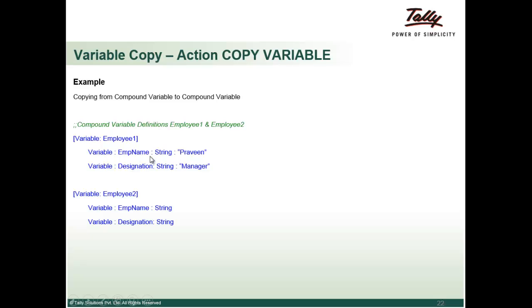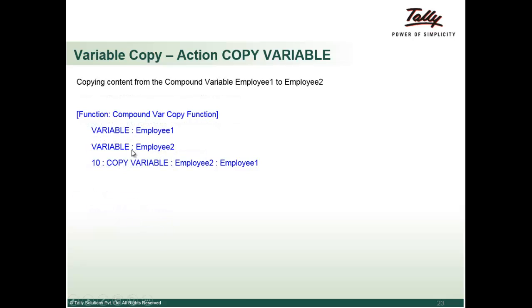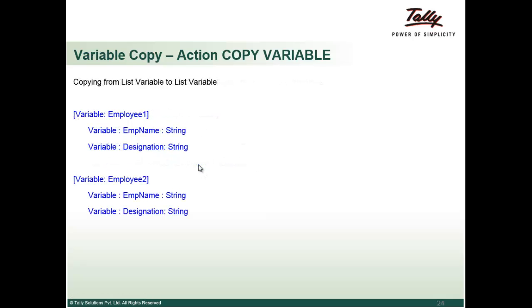And then the first employee 1 is already set with the initial value, and the second employee 2 has no values. So with the help of copy variable, we are copying employee 1 values to employee 2. And we can also copy from list variable to list variable.